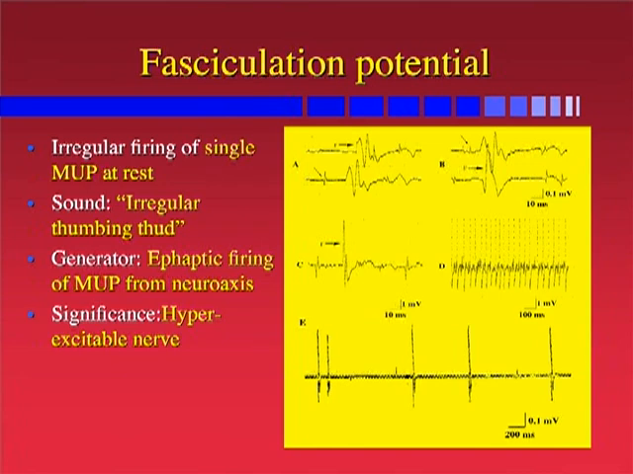Fasciculation potentials are spontaneous discharges of a group of muscle fibers representing a whole or possibly part of a motor unit, and are thought to originate from the ephaptic firing of MUPs from a lesion in the anterior horn cells or entire axis of the peripheral nerves. Fasciculation potentials are observed in normal muscle as well as in anterior horn cell diseases, cervical spondylotic myelopathy, radiculopathy, and demyelinating neuropathy. Watch and listen to fasciculation potentials.